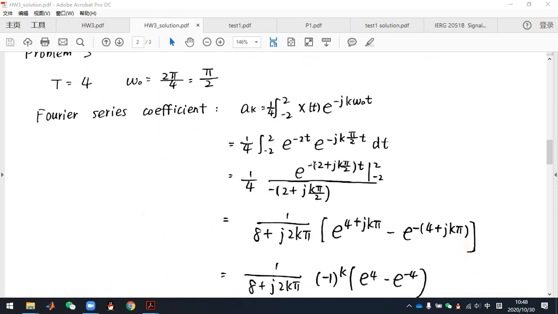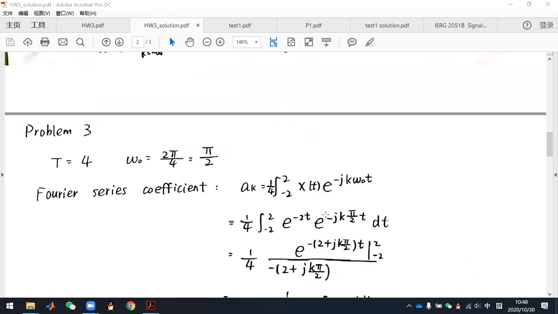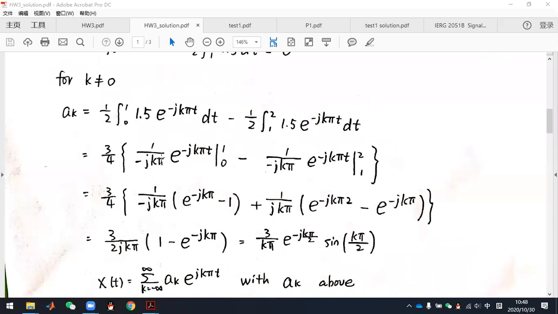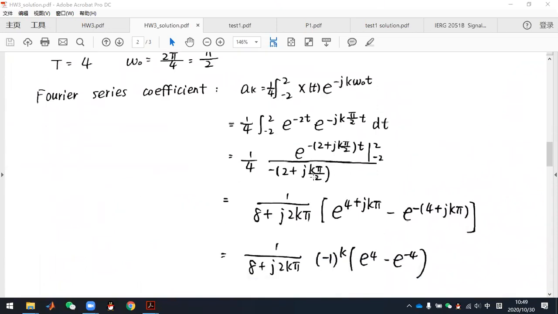So what is the difference between this problem and the last problem? We can see that in the last problem, there is a k in the denominator. So k cannot be equal to 0 because it will be invalid for the denominator to be equal to 0. But in this problem, when k is equal to 0, the denominator is not equal to 0. It is equal to minus 4. So it is still valid for k is equal to 0. So we can get a unified expression of the Fourier series coefficient. So it is not necessary to discuss whether k is equal to 0 or not.